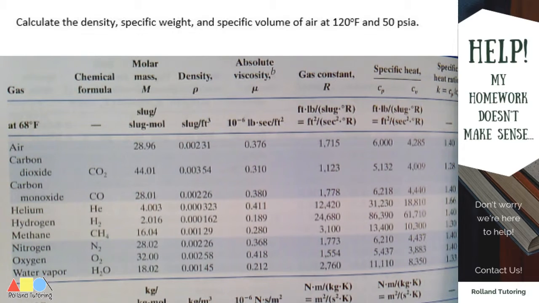Today we are looking at a fluid mechanics problem. The problem statement is as follows. Calculate the density, specific weight, and specific volume of air at 120 degrees Fahrenheit and 50 psi.